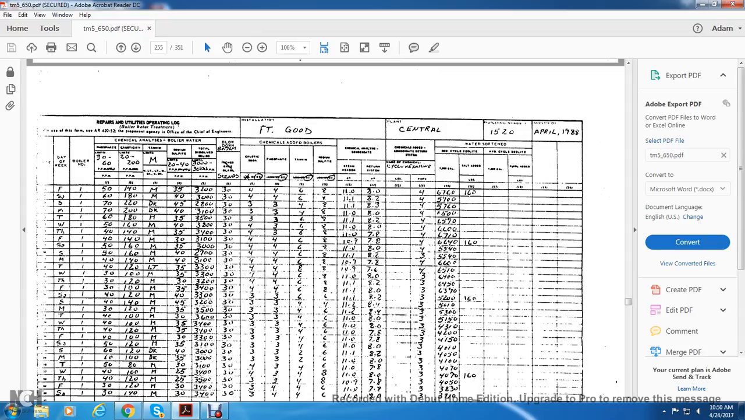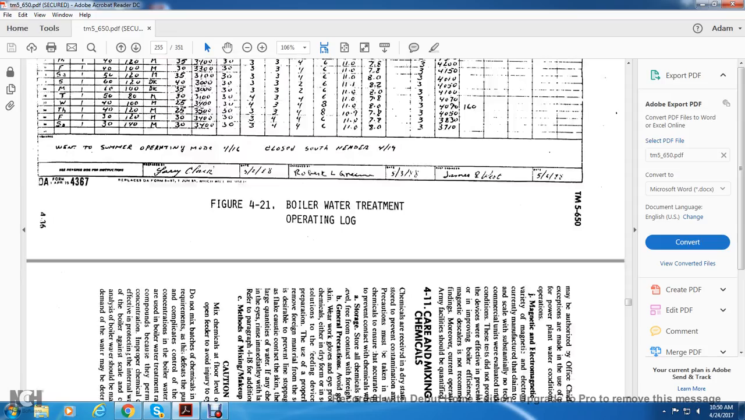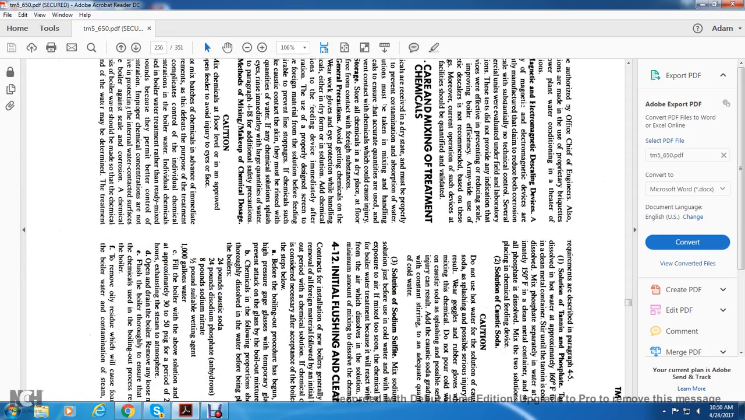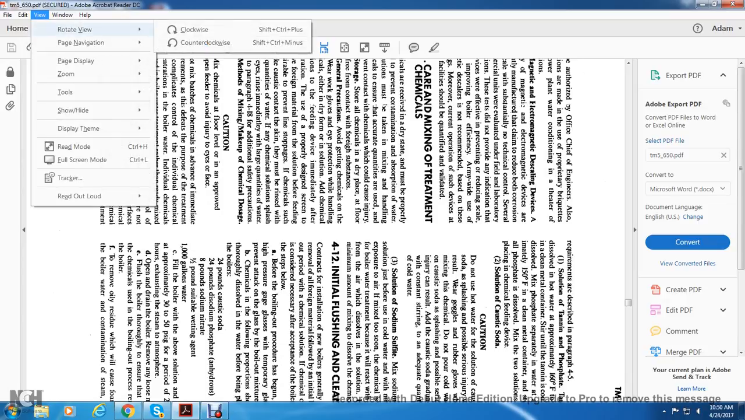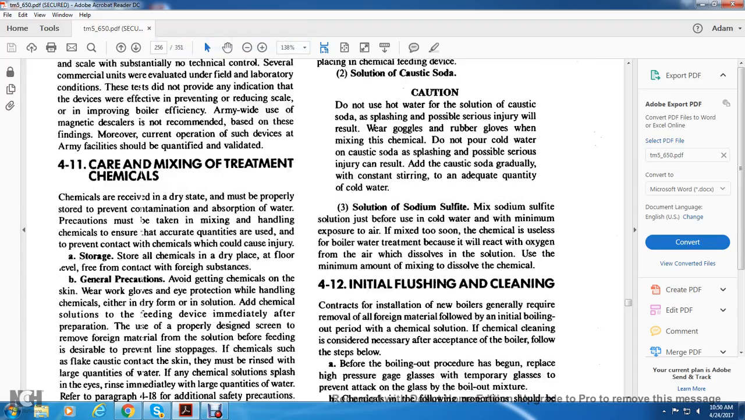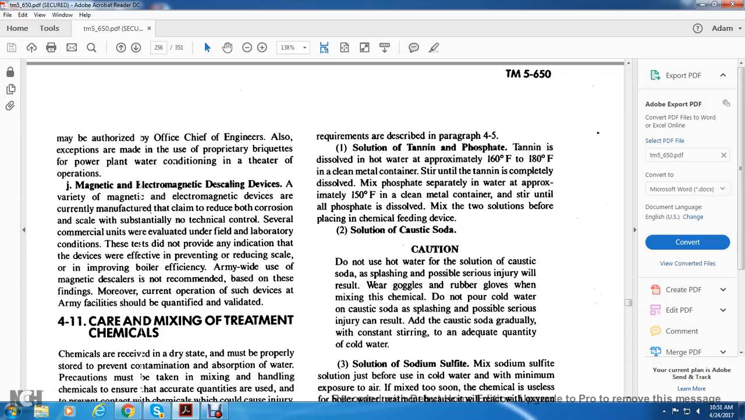It shows a repairs and utilities operating log. All may be authorized by the chief engineers. Also, exemptions are made with the priority of the briskets for the power plant water conditioning of the heater through the operations. J. Magnetic, electromagnetic descaling devices.